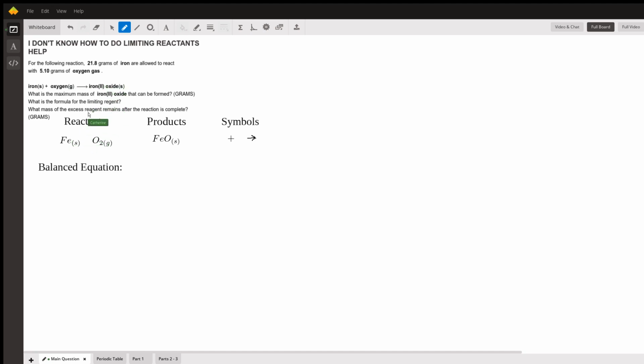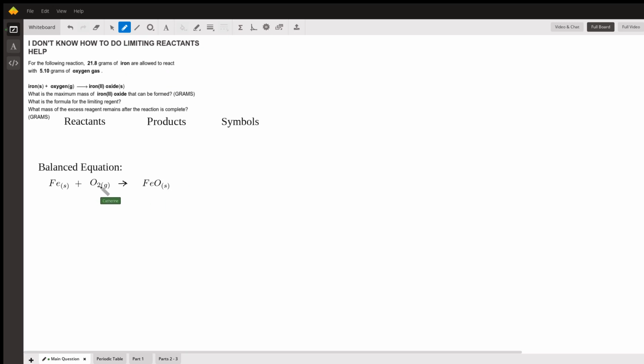So let's start. We have our iron solid as one of the reactants in the equation. We also have our oxygen gas. We're going to unite those with an addition symbol. And then we have our product, given by the arrow, which is FeO, or iron(II) oxide. Now the only thing we have left to do is to balance it.